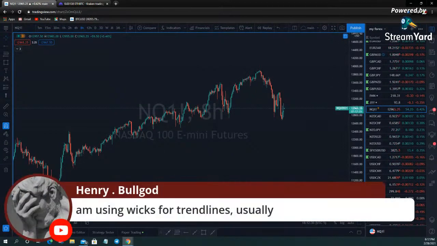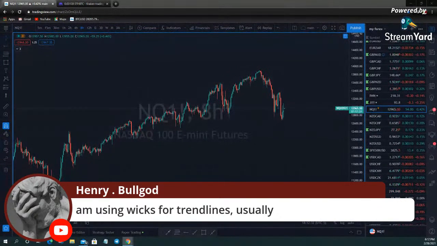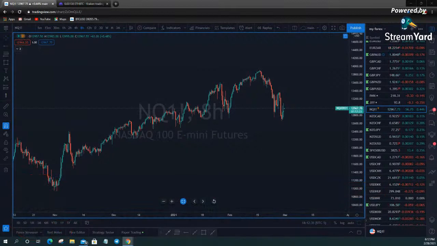I'm using trend lines usually. Yeah, I just use them basically to show you guys that the trend is up or the trend is down, or basically what I'm looking at.